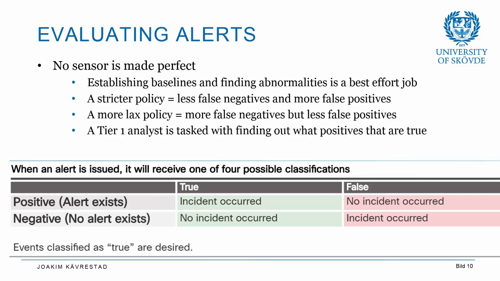so we miss something. And you can say that a stricter policy allows us to have fewer false negatives because we miss less, but we have more false positives because we identify more legitimate traffic as illegitimate. On the other hand, a more lax policy goes the other way around, more false negatives, but also fewer false positives. A very big part of the job for a Tier 1 analyst is to find out which positives are in fact true.